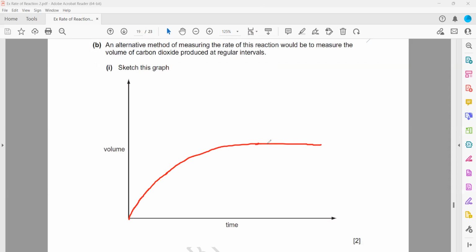Whenever a question says sketch, you don't have to mark or label any points on it. You don't have to label the axis. Just the sketch, how the graph will appear. So page 19, then we have page 20.